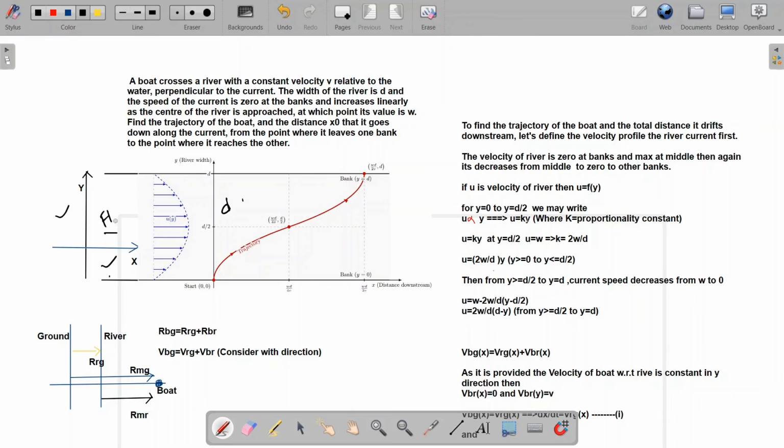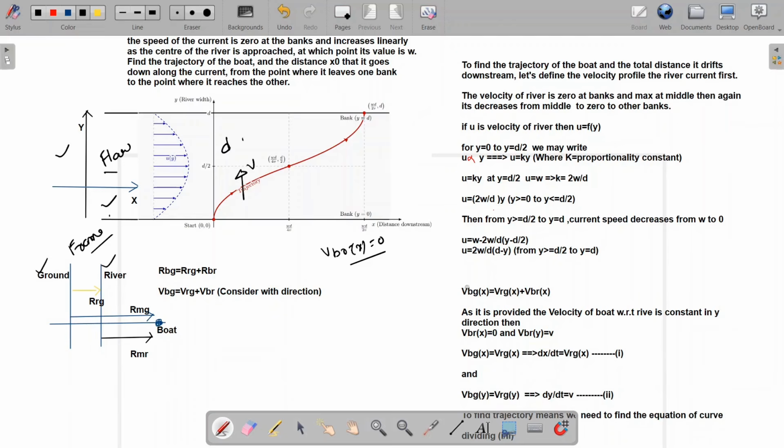The boat moves with a constant speed v relative to the water in the y direction. Most importantly, the boat is always pointed perpendicular to the river bank. This means its own velocity has no component along the current in the x direction. The only horizontal motion comes from the flowing water itself. So, since the boat always moves across the river with speed v, we can write dy/dt = v.